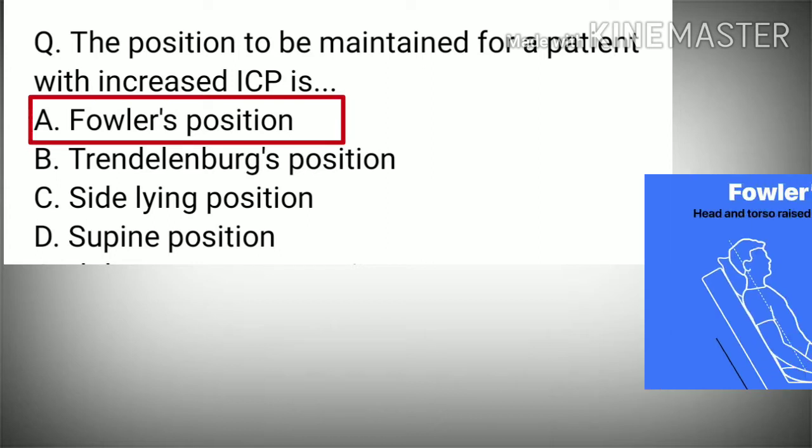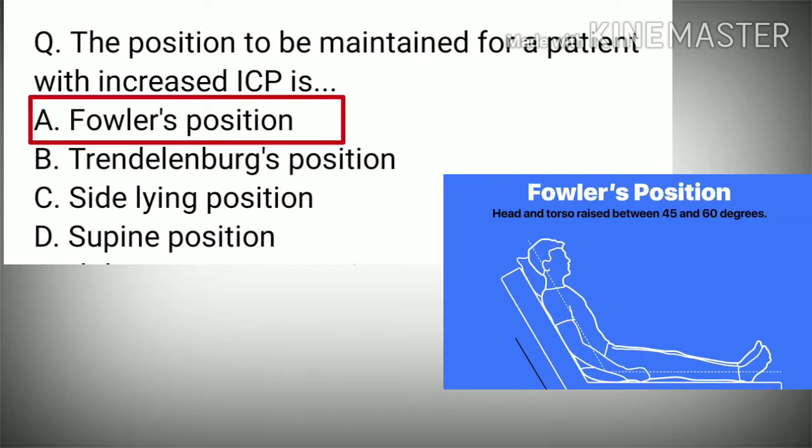Fowler's position. In the patient with raised ICP, it is common practice to position the patient in the bed with the head elevated above the level of the heart. Elevating the head to 45 degrees or 90 degrees significantly reduces ICP.